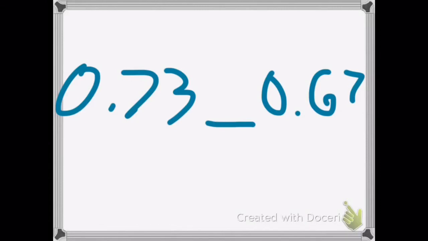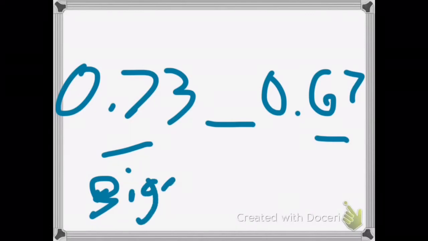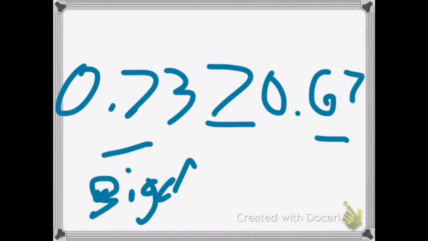So 0. Neither one of those are bigger. Now let's look in the tenths place. 7 versus 6. 7 is bigger. So, let's do this. 0.73 is greater than 0.67.